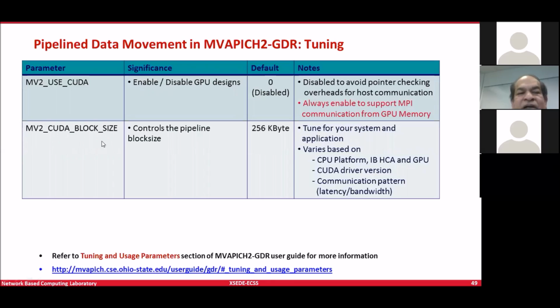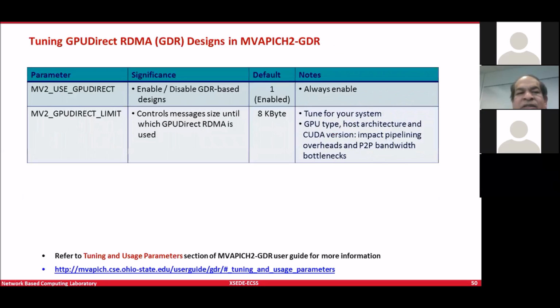Similarly, there is another parameter, the CUDA block size. Currently it is 256 kilobytes. Especially if you have large data being transferred, you can tune it to 512 kilobytes or 1 megabyte. It will vary based on your CPU platform, InfiniBand HCA, GPU, and CUDA driver version. You can play around with this parameter to get the best performance.